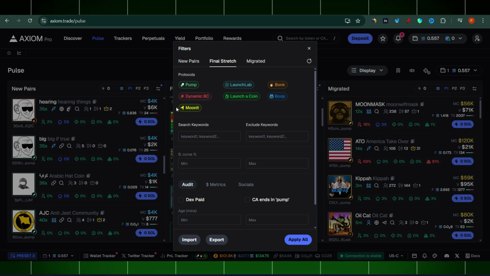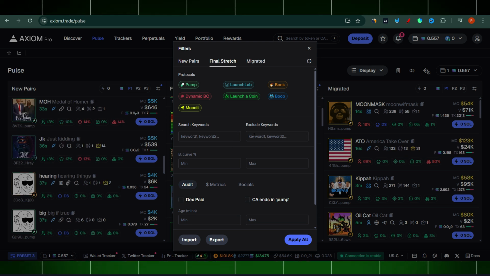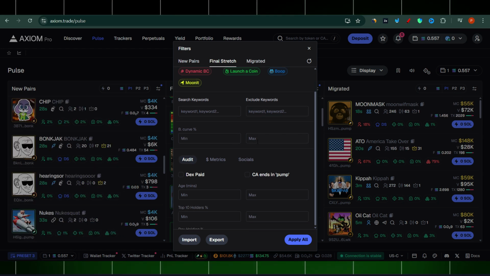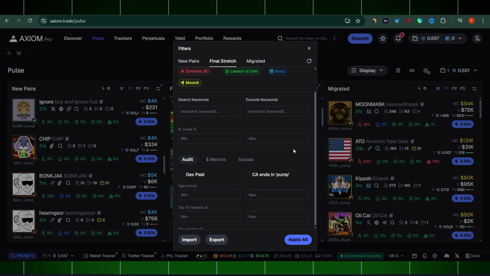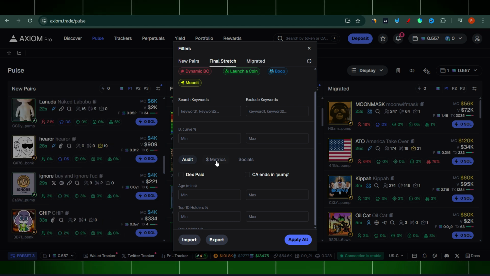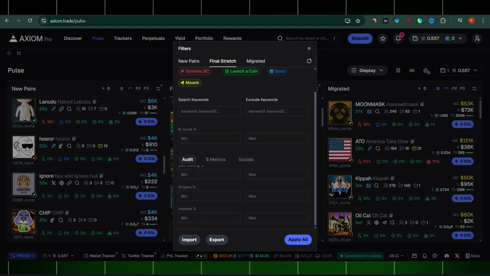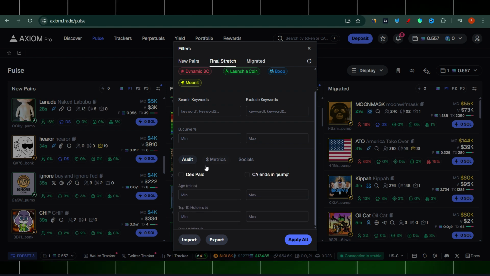You can go and pick it up, right? You can go and search by the keywords. You can exclude the keywords if you have something in your mind. Okay, and bundle curve, you can also do the minimum maximum, and you can do the metrics or socials and audit, right? So those things you can actually go and do some filtering by, right?